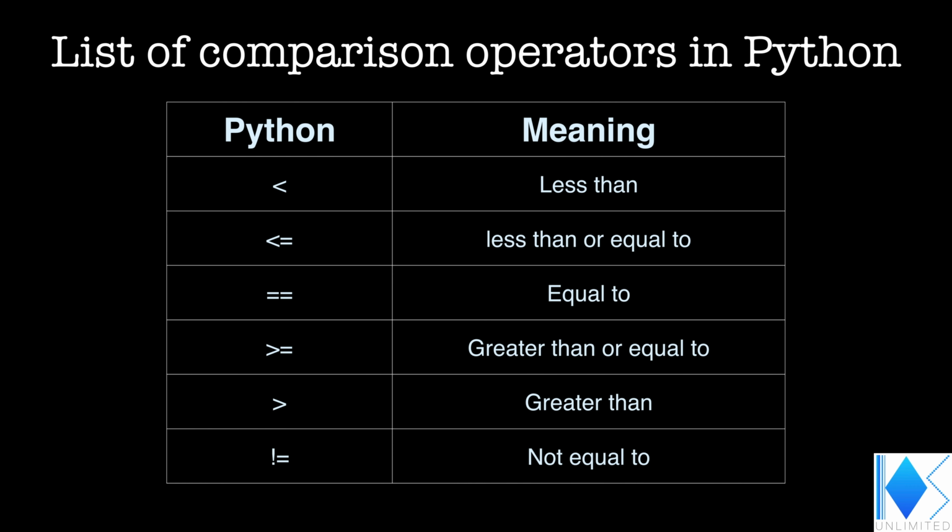Here is a list of the comparison operators that we can use in Python. We use these comparison operators when doing comparisons in a conditional statement. For example, when comparing two numbers with each other. We can also compare strings using these operators, not just numbers.